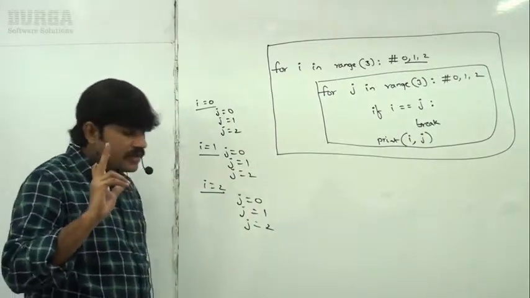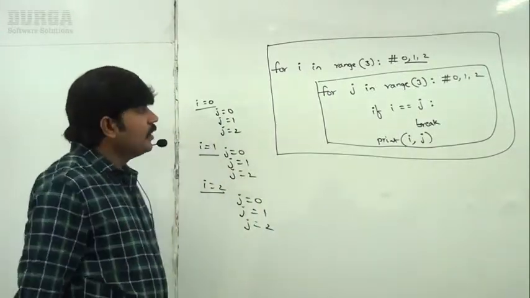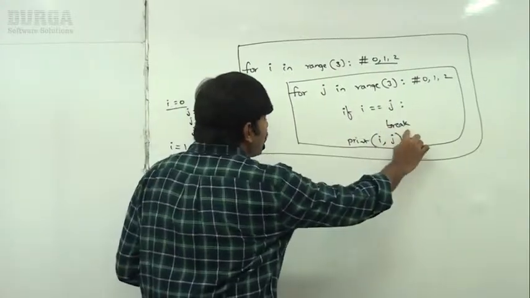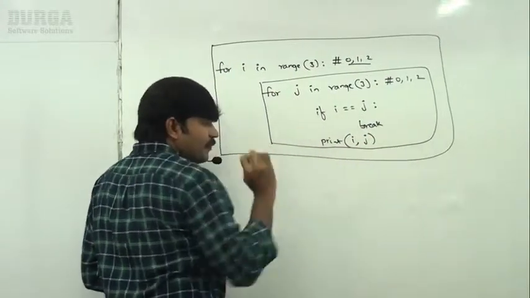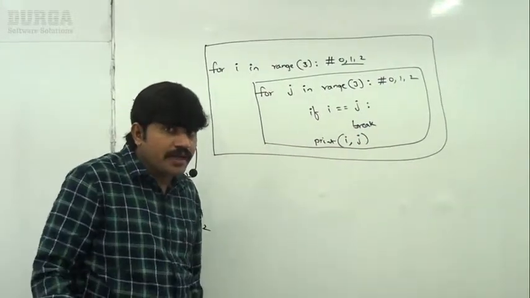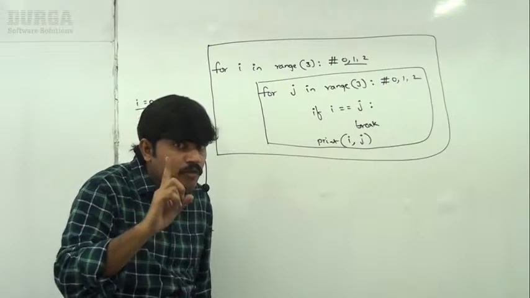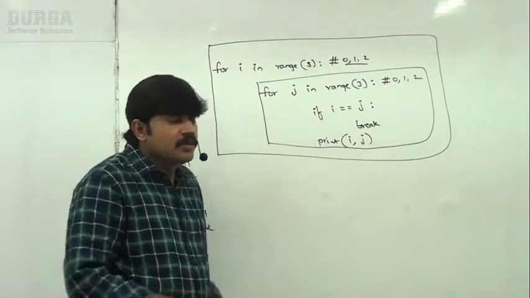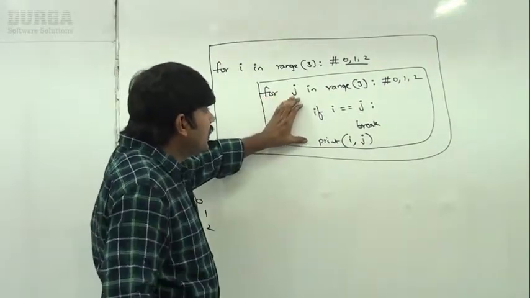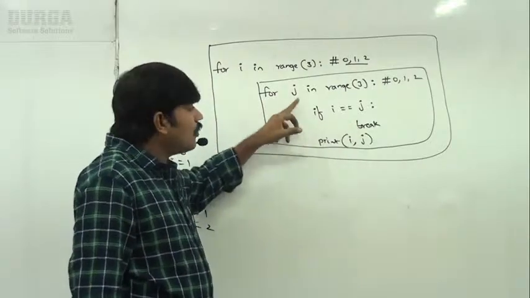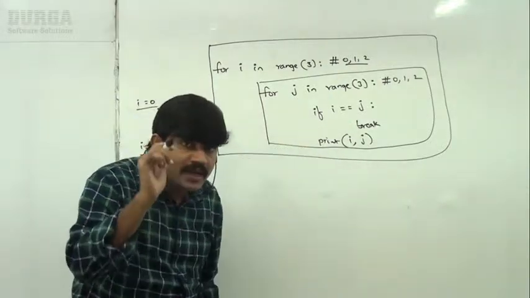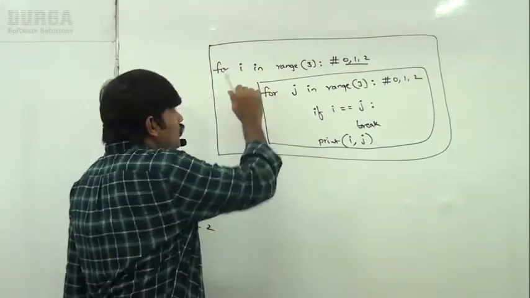Now think a bit very carefully, right? This break is present inside the inner loop. So which loop is going to break? Only the inner loop is going to break. Remember this one: the most nested loop is going to break. The inner loop which contains the break statement, only that loop will break, not the outside loop.